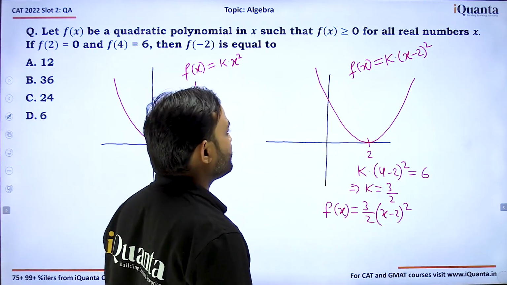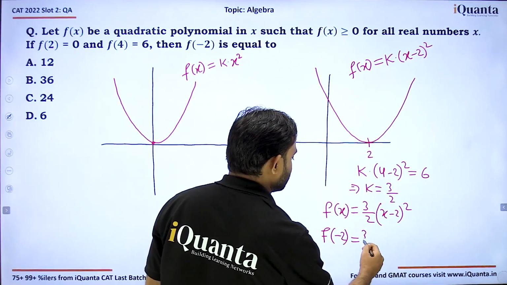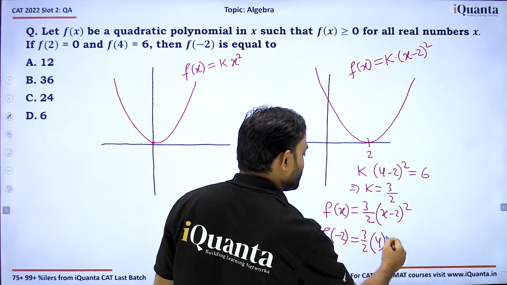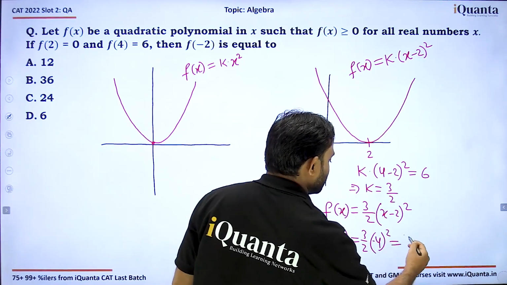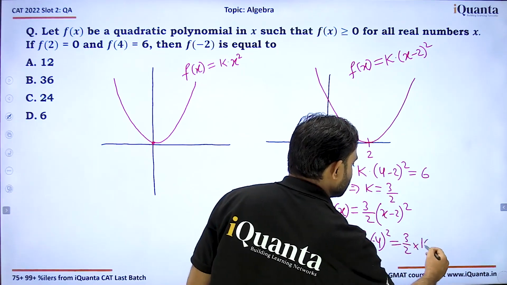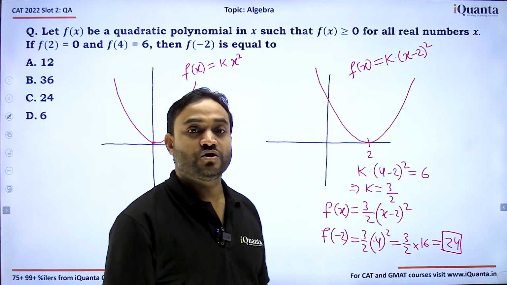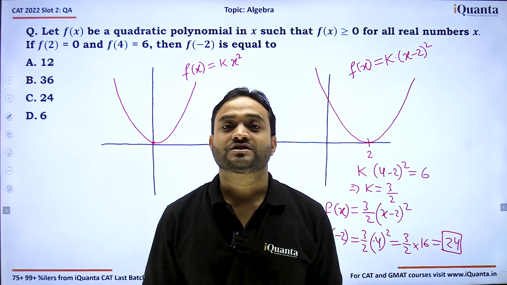What we need to find now? We need to find f(-2), which is equal to 3 by 2 times (minus 2 minus 2), that is minus 4, so 4 into 4, which is equal to 16. So 3 by 2 into 16 gives us 24 again. So you can use any of the approaches, whichever looks comfortable to you.